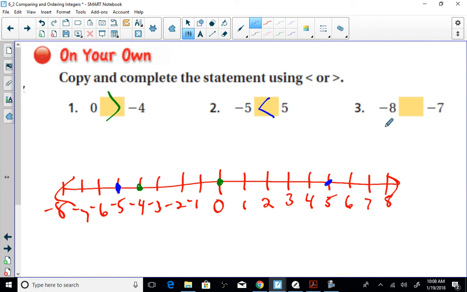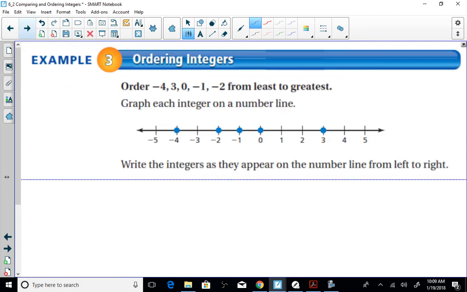Okay? Our third example, I have negative 8 and negative 7. Here's negative 8. Here's negative 7. Negative 8 is to the left of negative 7, and anything to the left is less than. So you can either sketch the number line if you want, or just use an imaginary number line when comparing integers. Okay, if I want to order integers, we usually order integers from least to greatest.